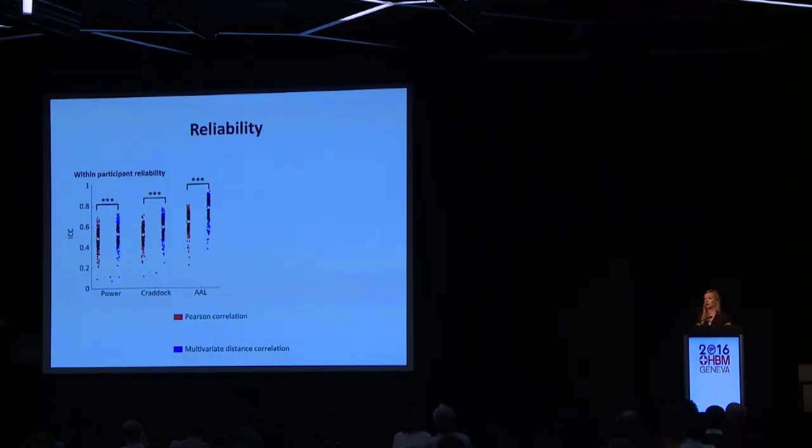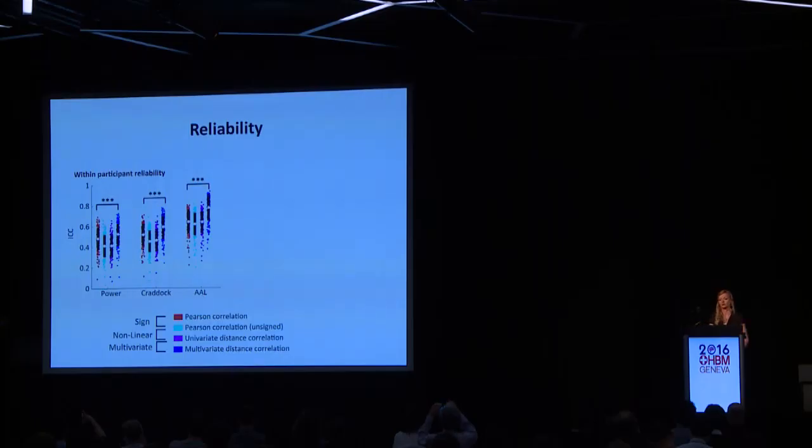And again, we can ask, why is this? One potential option would be that because we're not taking the sign into account with distance correlation, this is one of the reasons for the change in reliability. So we can look at the unsigned version of Pearson correlation, and if we do that, we see that this can't explain the benefits that we see with distance correlation. Next, we can again look at the univariate version of distance correlation that I talked about before, and you see that only in the case where we have multivariate distance correlation do we see this advantage in reliability.